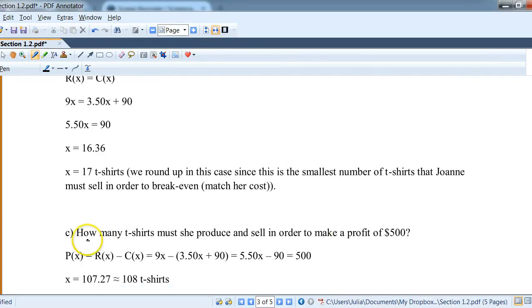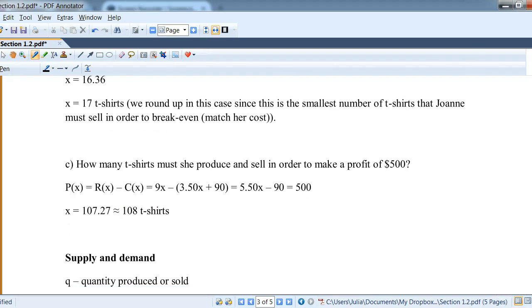Now the next question would be, how many t-shirts must she produce and sell to make a profit of 500? And we can find the profit, which is basically revenue minus the cost, and we obtain 5.50x minus 90 equal to 500. So again, we obtain the result, which is 107.27, and we round up to get 108 t-shirts.